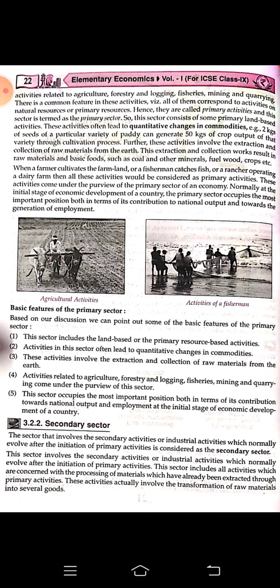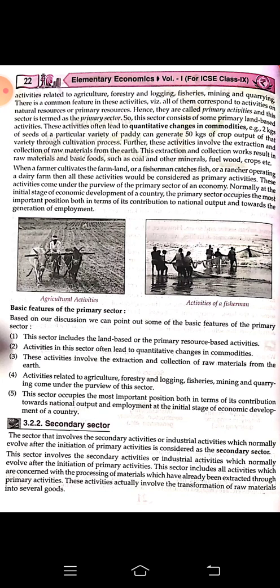Next is these activities involve the extraction and collection of raw materials from the earth. Extraction and collection, this means we are collecting the raw materials. We are digging the earth and we are collecting the raw materials, right? And extracting means they are saying in terms of fuels. We are extracting the fuels.